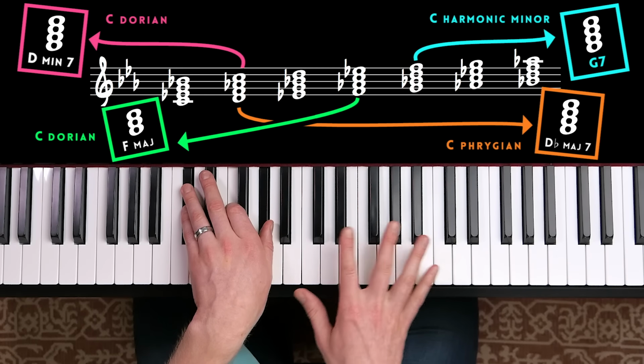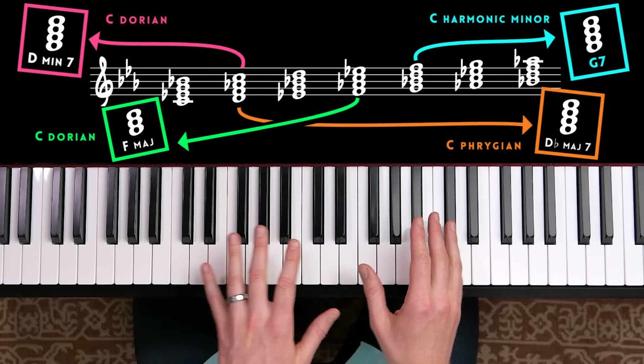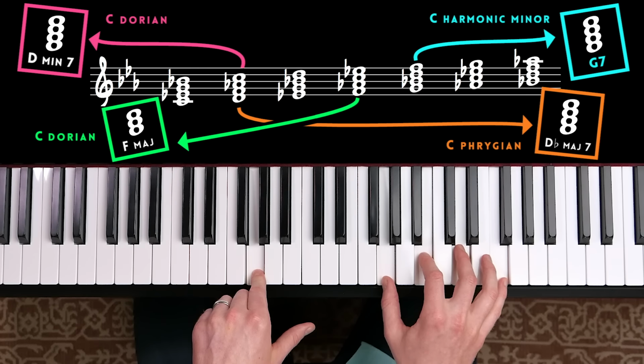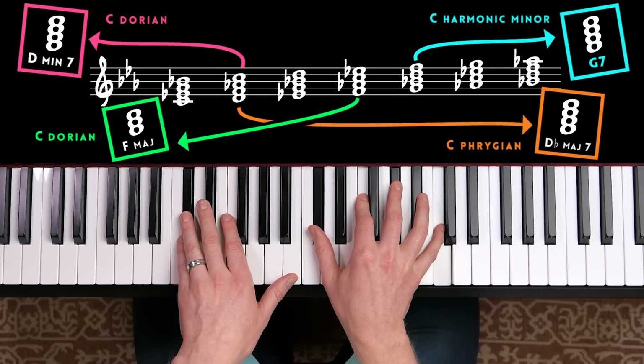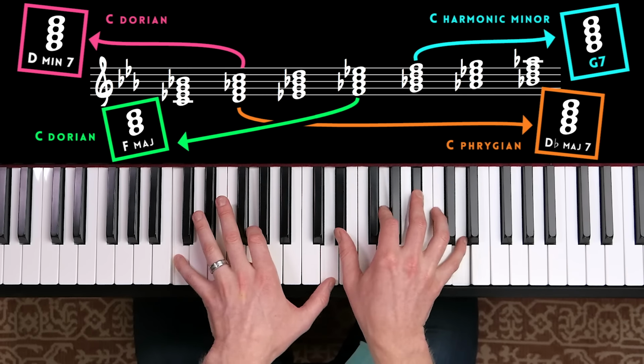And again, we're going to add sevenths to all of these chords. Even when we go out of key, we're still adding sevenths. It's D minor 7, it's D flat major 7.